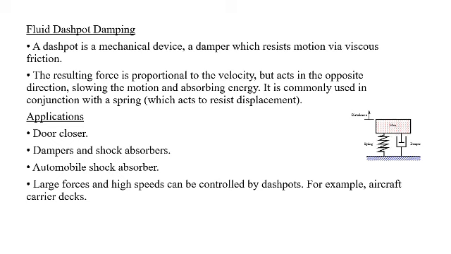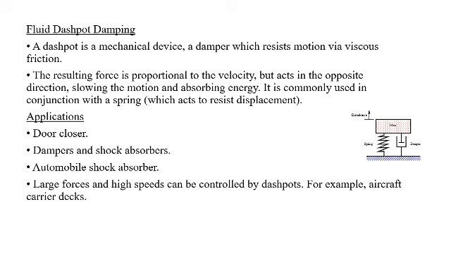Now the fluid dashpot damping. The same damping is used in our shock absorber as well. A dashpot is called a damper. A dashpot is a mechanical device, a damper, which resists motion via viscous friction. The resulting force is proportional to the velocity but acts in the opposite direction, slowing the motion and absorbing energy.